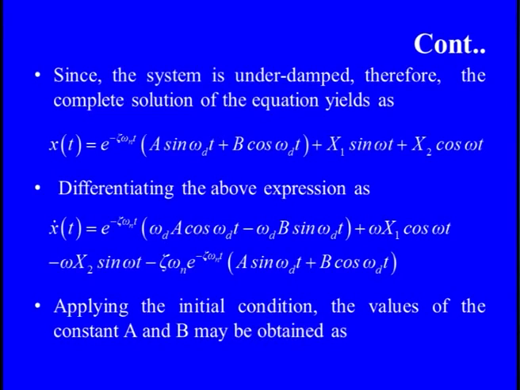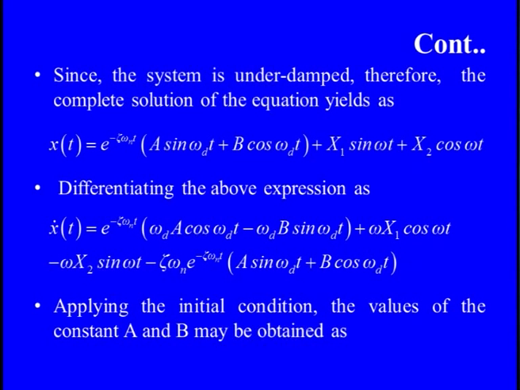Now since this is an underdamped system, the complete solution is of the form of both the complementary function, which equals e to the power minus zeta omega n t into a sin omega d t plus b cos omega d t, and the particular integral which we just obtained, that is x1 sin omega t plus x2 cos omega t.